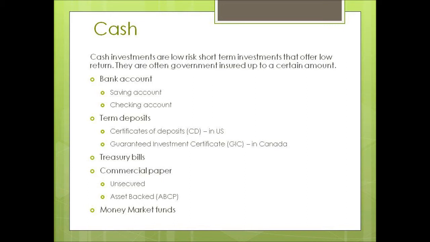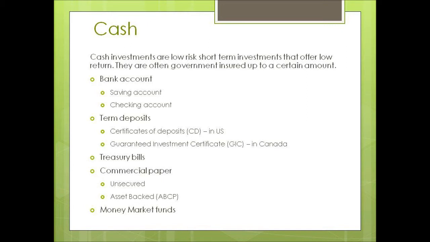Term deposits. These are instruments provided by financial institutions, for example banks, for a specific period of time. Principal is returned at maturity, but interest can be paid throughout the term or at maturity. Treasury bills or T-bills are short-term securities issued by governments that mature in 1 year or less. They don't pay interest prior to maturity. Instead, they are sold at discount.